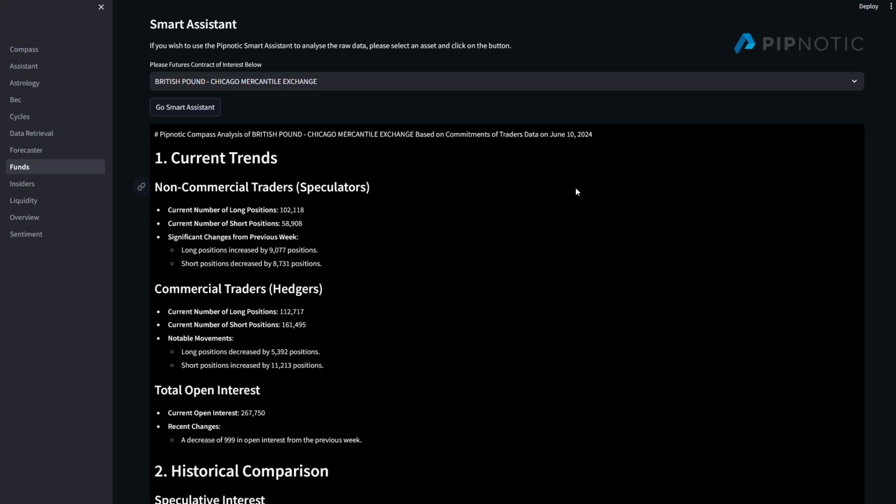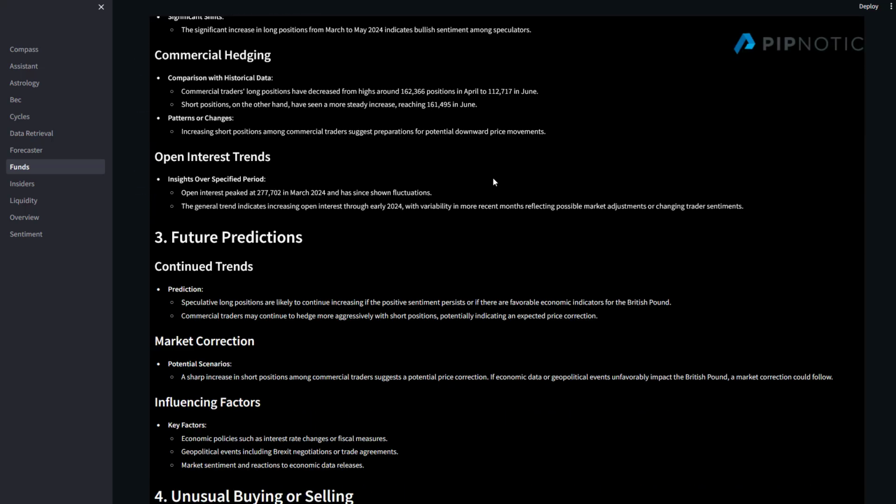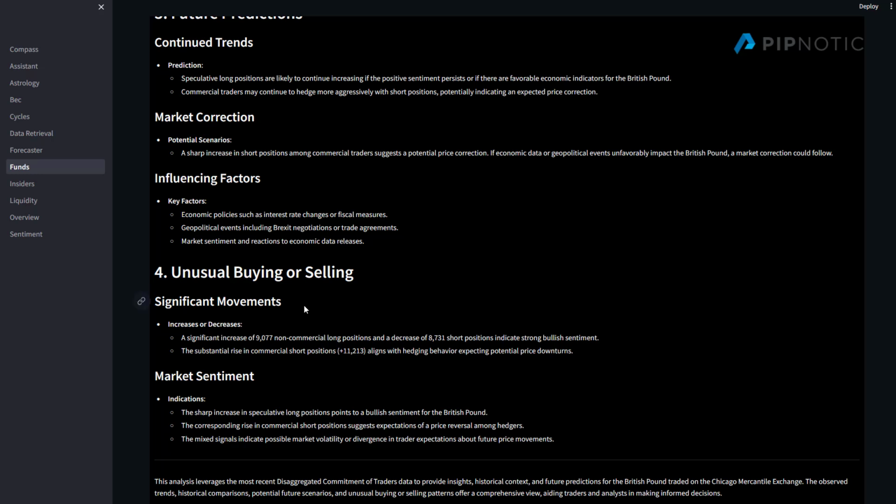Okay, so here we can see current number of long positions, 102,000. Current number of short positions is 58,000. And if we have a look at future predictions, speculative long positions are likely to continue increasing if the positive sentiment persists. Okay, unusual buying or selling: a significant increase of 9,000 non-commercial long positions and a decrease of 8,700 short positions indicate strong bullish bias for the speculators. Okay, the market sentiment: a sharp increase in speculative long positions points to a bullish sentiment for the British pound.